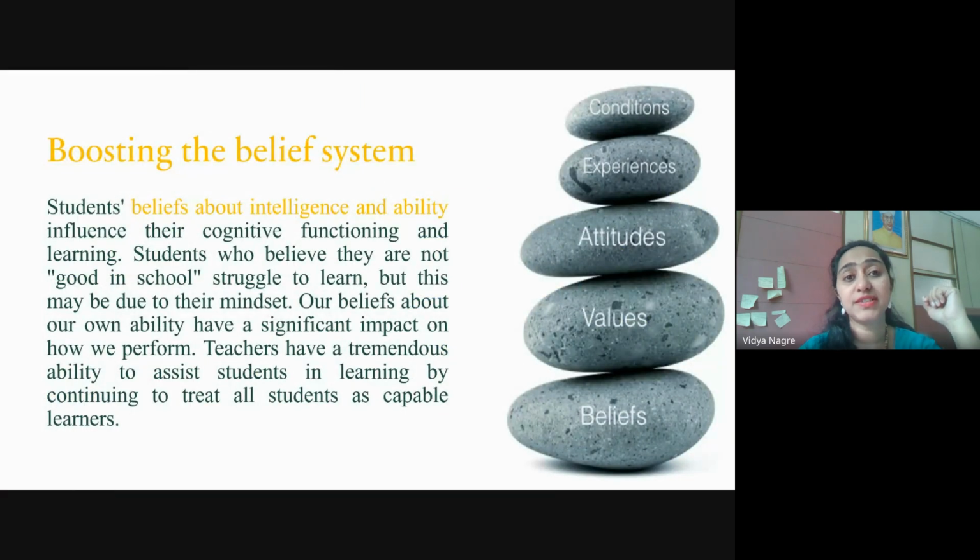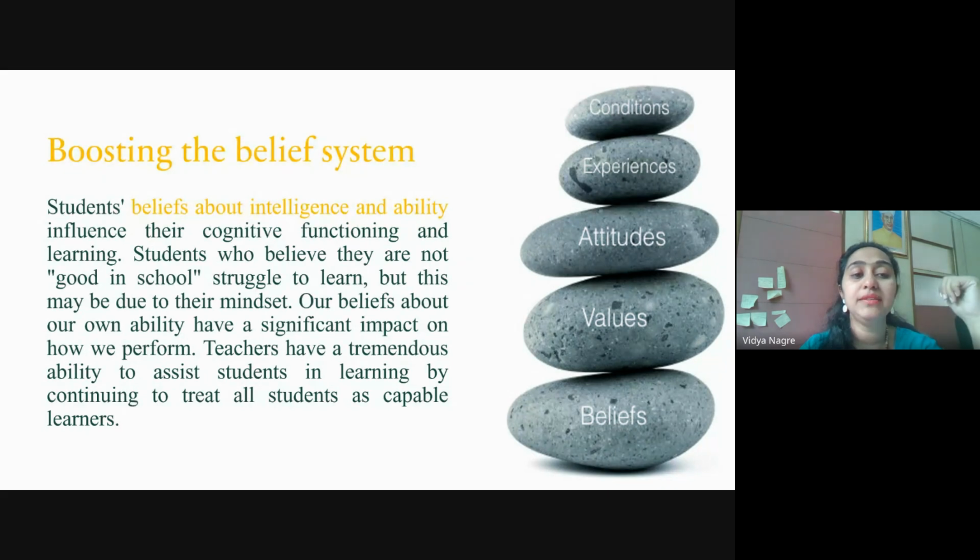Now, boosting belief system is also one of the important classroom psychology traits. If you look at this pyramid of the various characteristics of a student or a human being, belief system is at the core, at the bottom. So we have to work on that. Then we can build values, attitude, experiences, and then conditions, and build a very good human being.